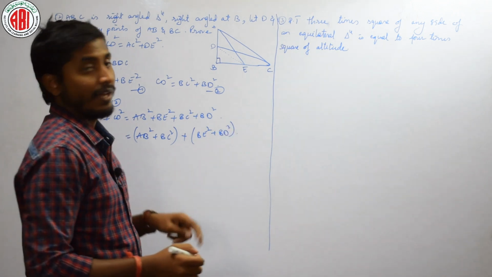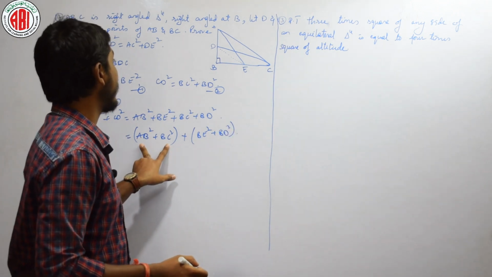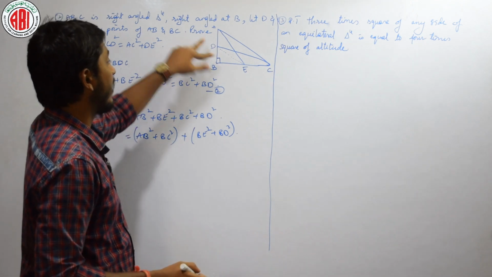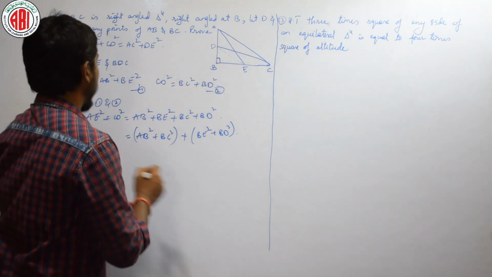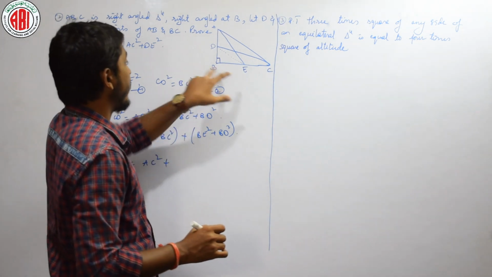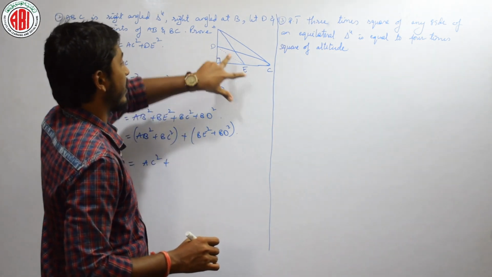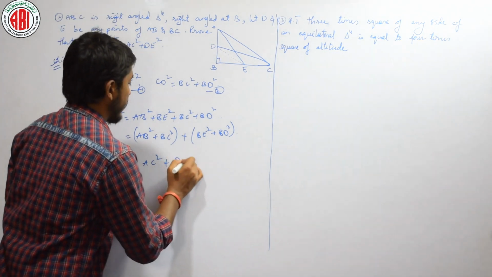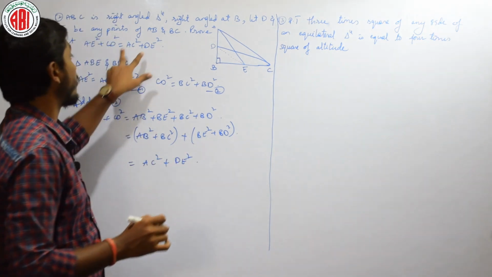Now see here, what is AB square plus BC square? That is nothing but AC square. Again, what is BE square plus BD square? BE square plus BD square is nothing but DE square. That is what we were asked to prove.